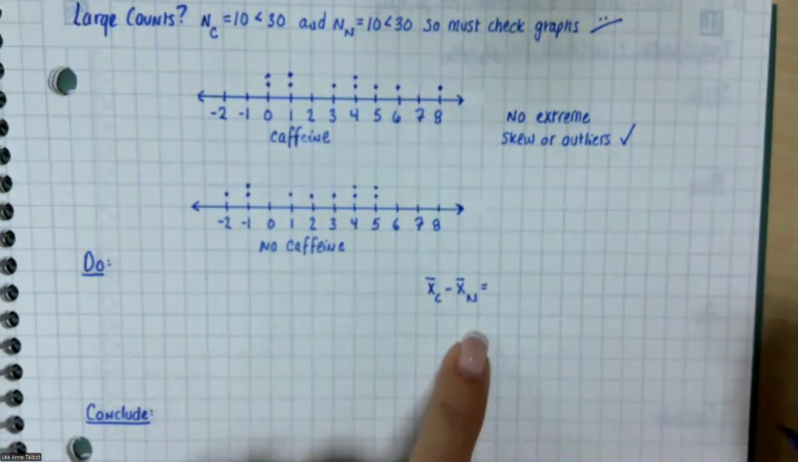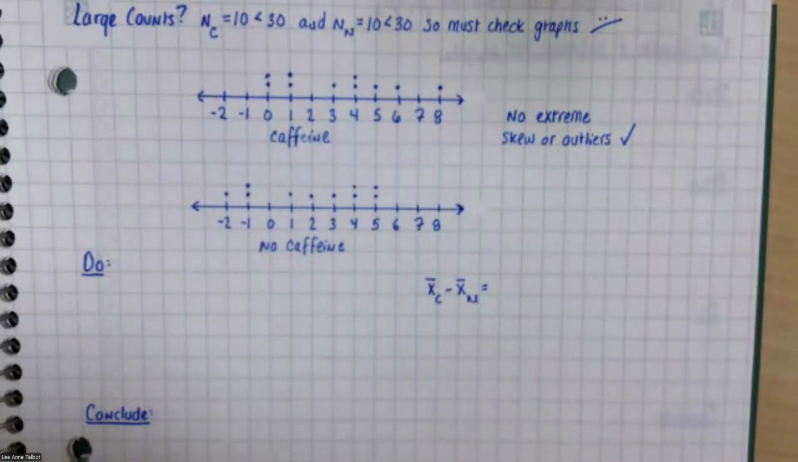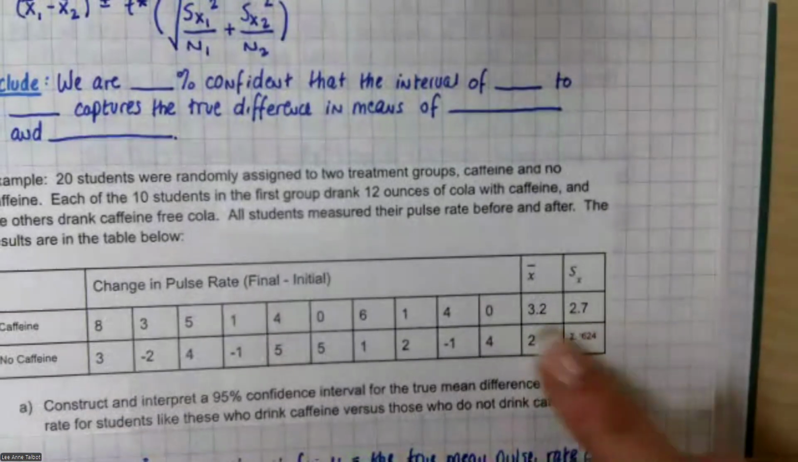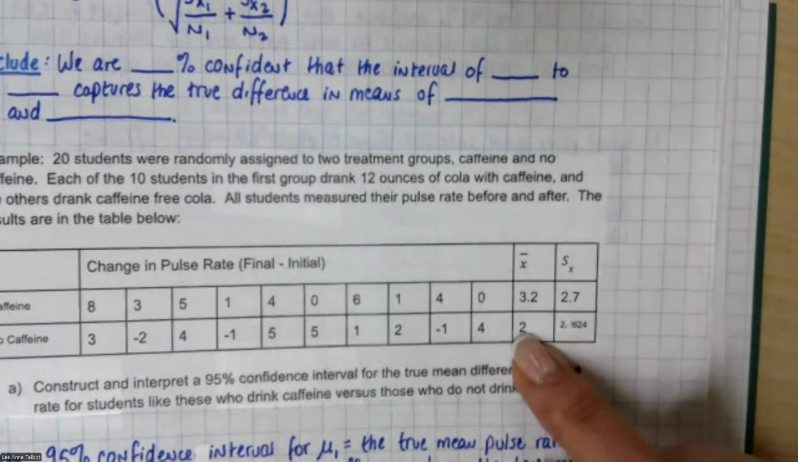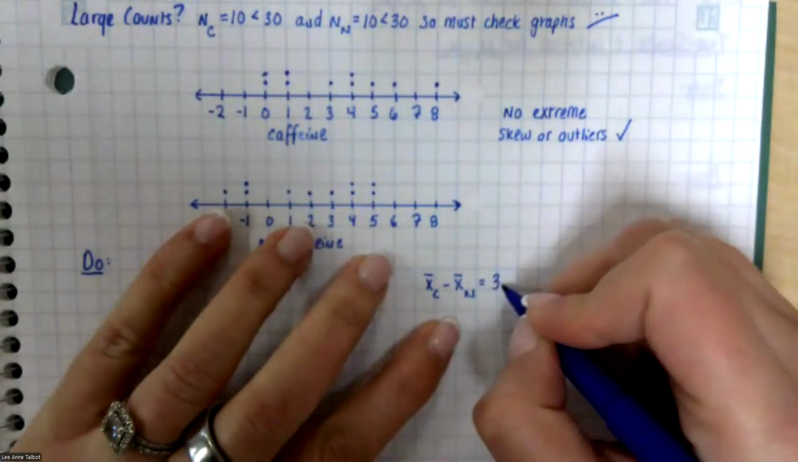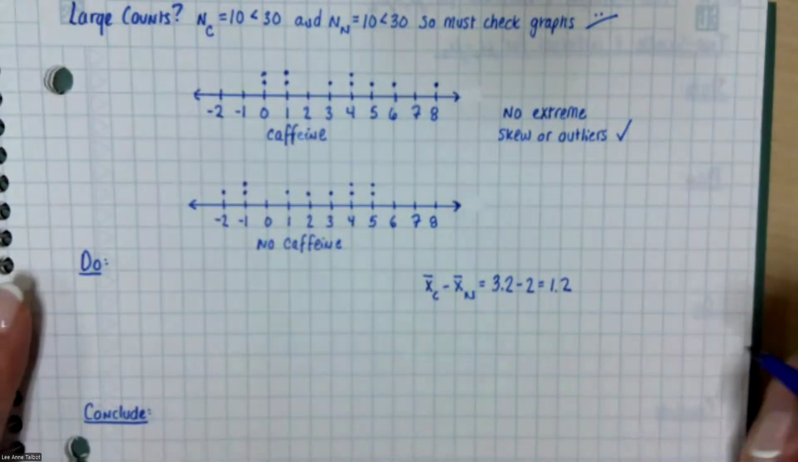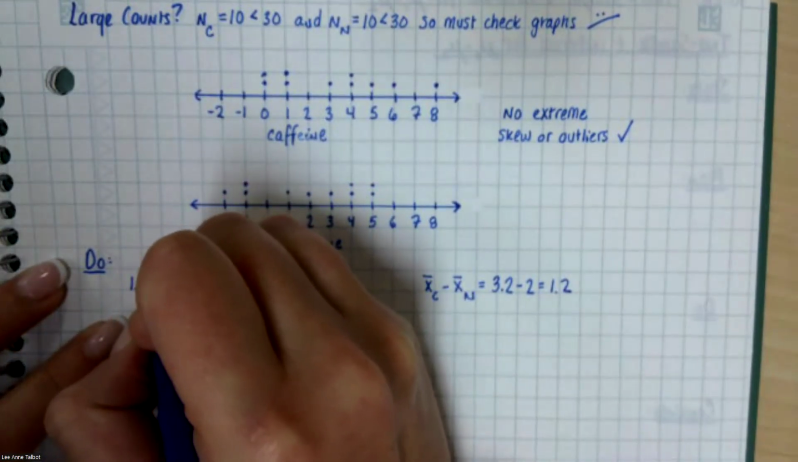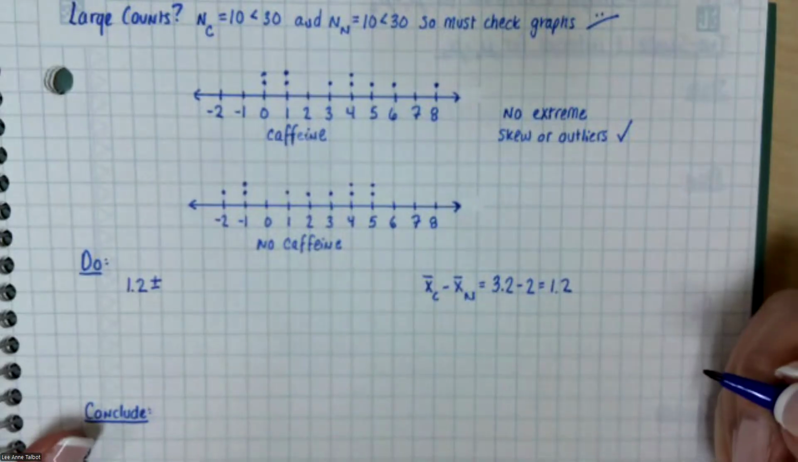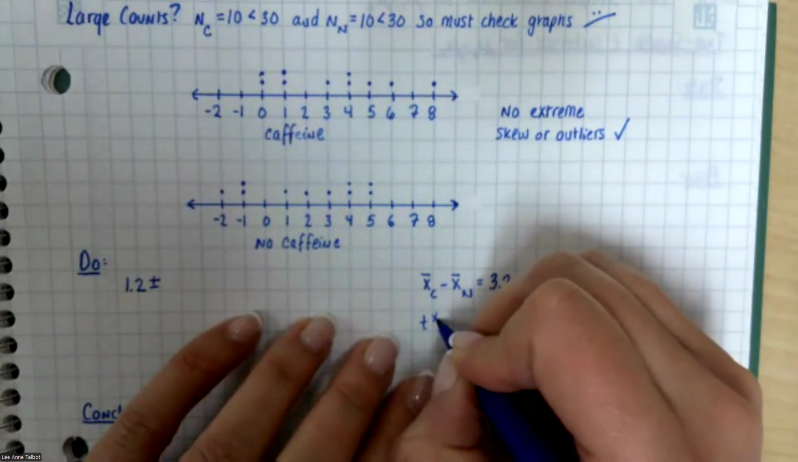Over here, I'm going to start by finding the statistic, which is x bar caffeine minus x bar no caffeine. X bar caffeine minus x bar no caffeine, 3.2 minus 2 equals 1.2. Everybody good there? Okay, so I'm going to go back here, 1.2 plus or minus. Everybody with me so far? Okay, now I'm going to find t star.